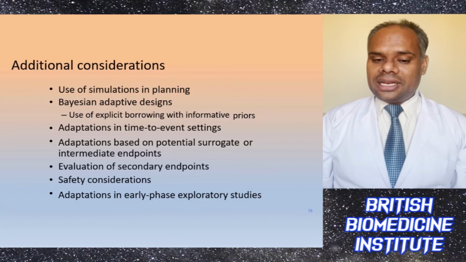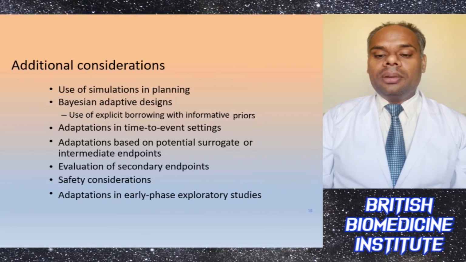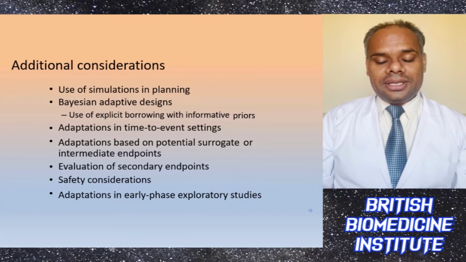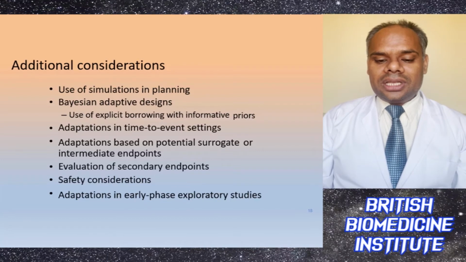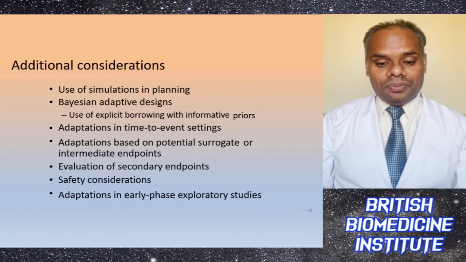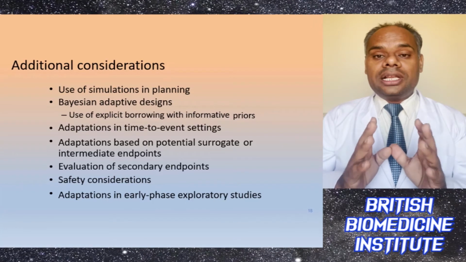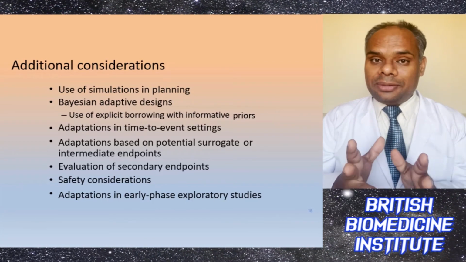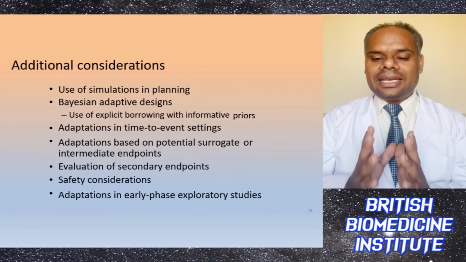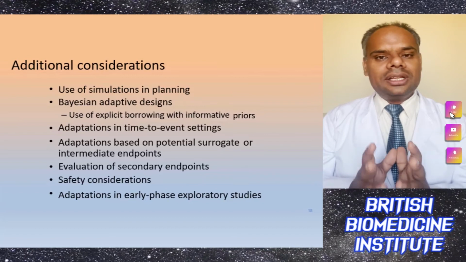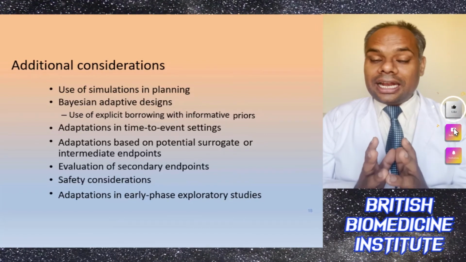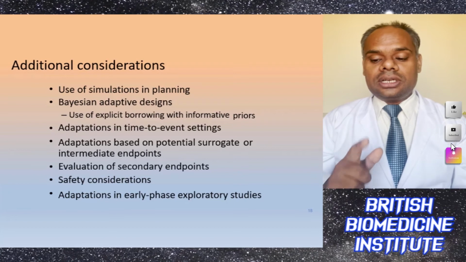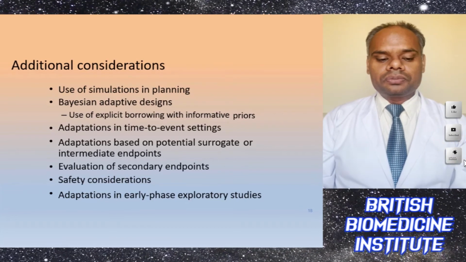Bayesian adaptive design can also be used for explicit borrowing of informative priors. There can be adaptations in the time to event setting. Adaptation can be based on a potential surrogate or intermediate endpoint. We can evaluate the secondary endpoints. Safety considerations can also be checked, and adaptations of early phase exploratory studies can also be beneficial.